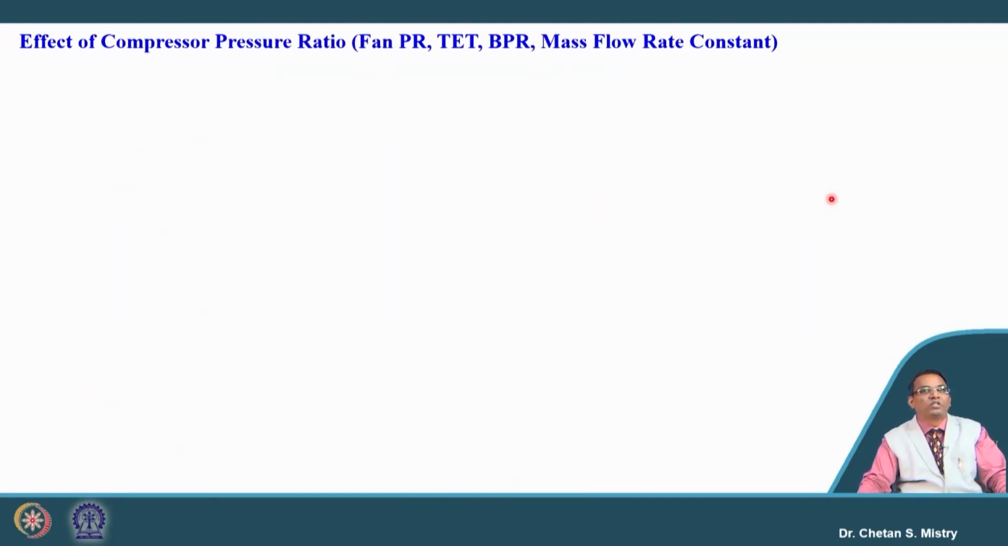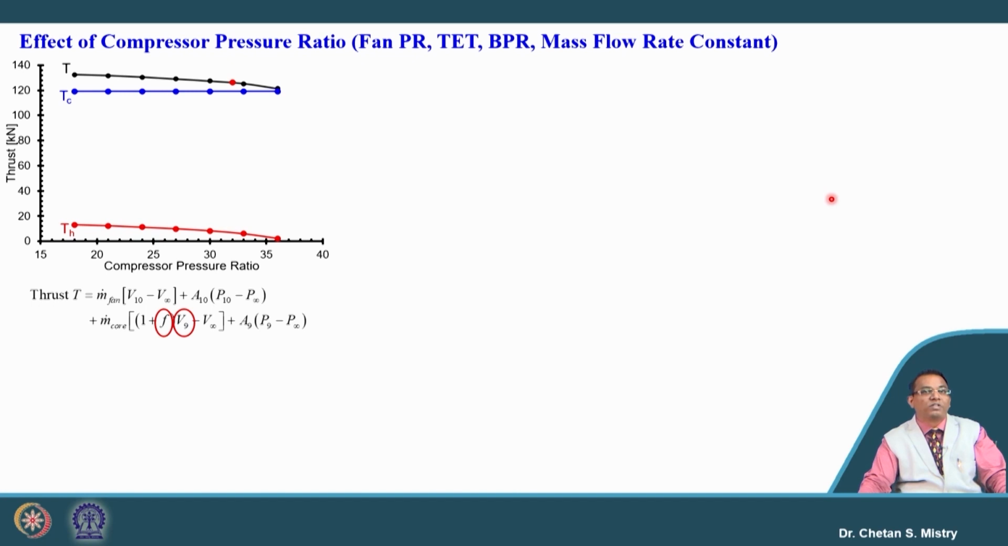Now, let us look at what is happening with the compressor pressure ratio. When we are increasing our compressor pressure ratio, we have a reduction in hot thrust. You can understand that in order to increase the compressor pressure ratio, the amount of work required by the compressor will be higher. That means the exit temperature will go lower, and that will lead to a reduction in our exhaust velocity from the hot nozzle.